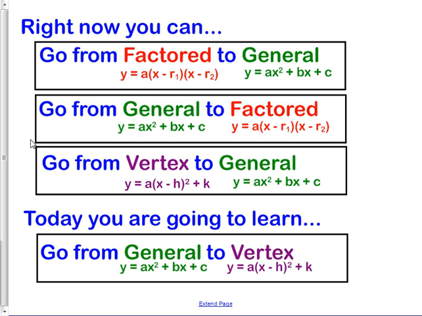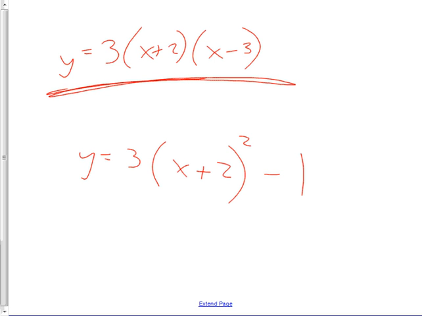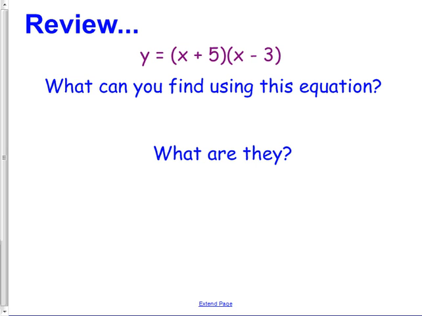But today you're going to be going from general to vertex form. So that means it starts out looking something like this. And that's general form. And we're going to get it to something like this. Do not write this down. This is just an example for you to see what vertex form looks like. Actually, there would be still a 3 in front, right? And then this would be like x plus 2 squared minus 1, that kind of thing. All right? This form, general form, to this form, vertex form. Does that make sense to you? That's our goal.